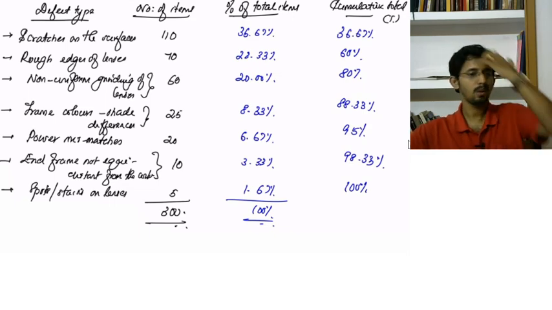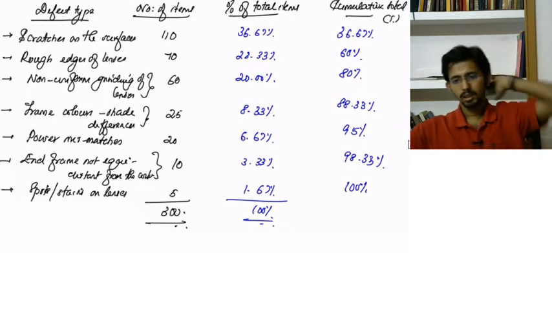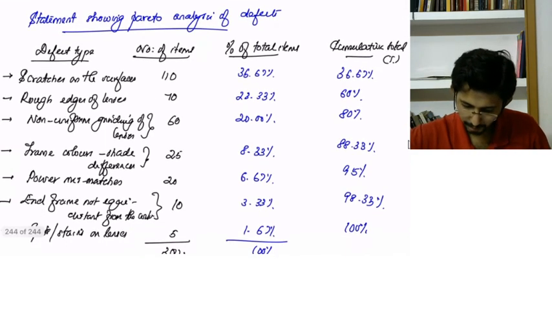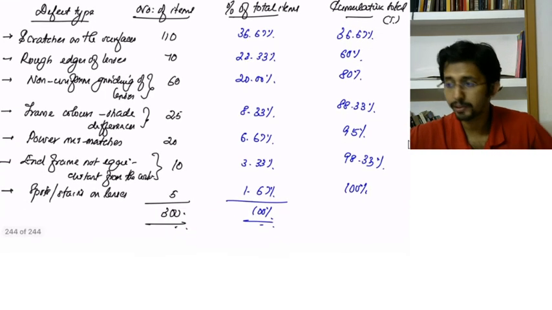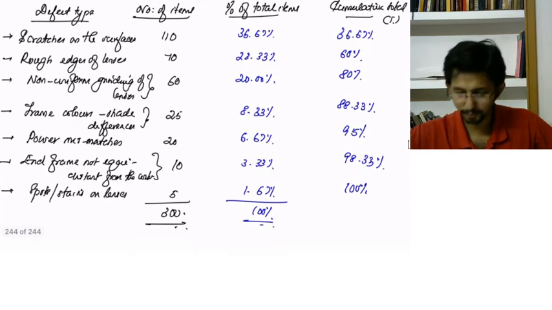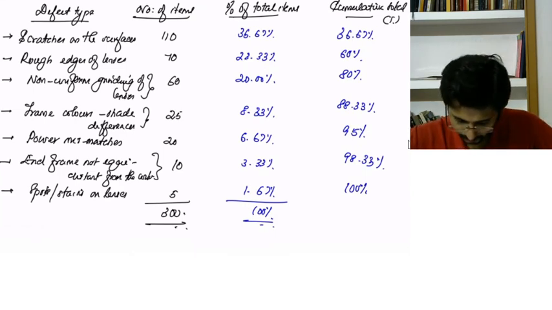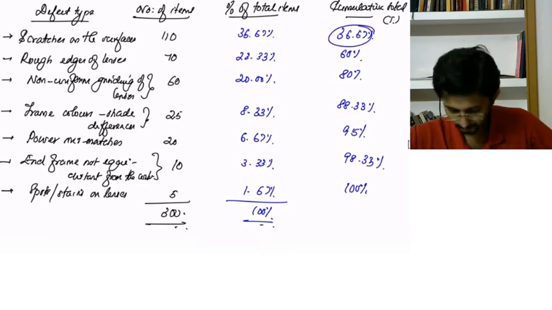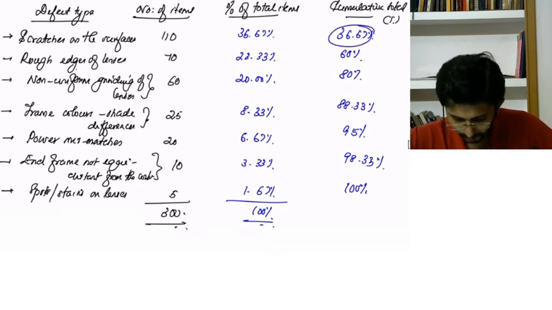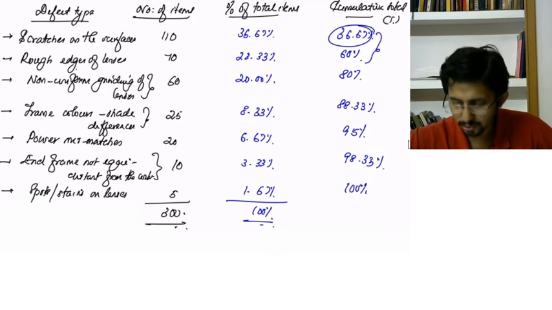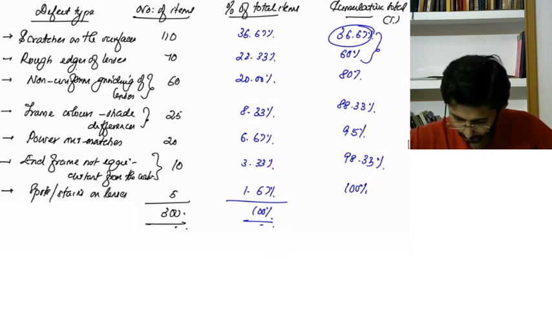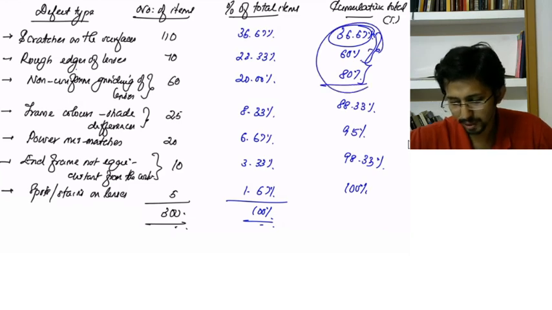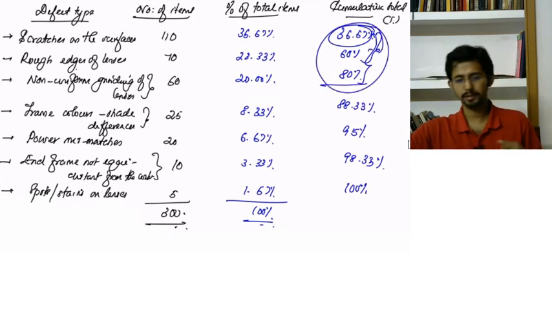Okay, now identify the key areas. This is the Pareto table. Okay, Pareto table. Now identify the key areas where the company should focus. If you see, scratches on the surfaces constitute 36%. Then together with rough edges on lenses, cumulative 60. And then non-uniform grinding lenses together, it comes to 80. Okay, so you can write a conclusion.